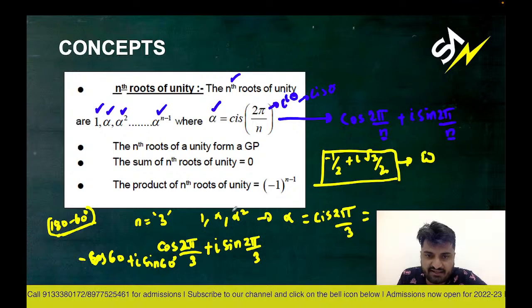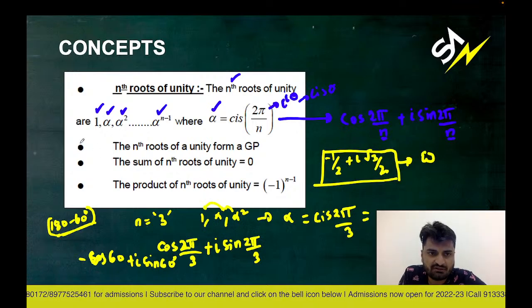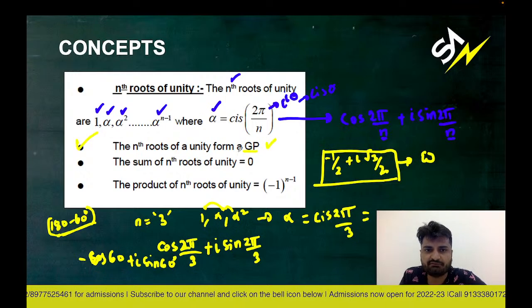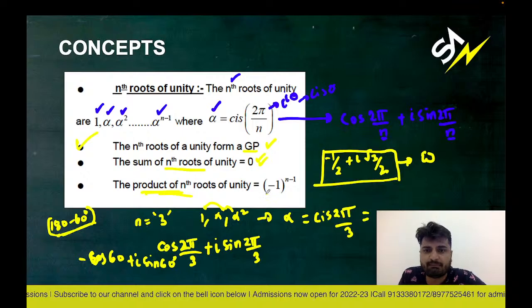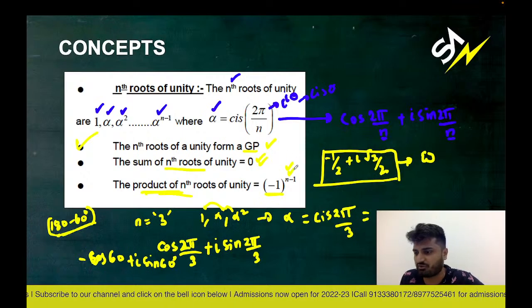They obviously form a GP: alpha square by alpha, alpha by 1, the ratio is the same. So nth roots of unity form a GP. The sum of nth roots of unity will be 0. We will see that also in a while. The product of nth roots of unity will be minus 1 whole power n minus 1.